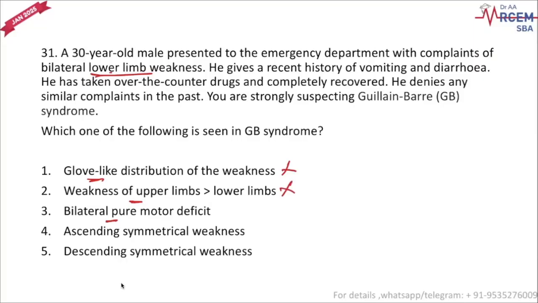Bilateral pure motor deficit? It is not a pure motor deficit. Some sensory involvement can be seen because only the myelin sheath is involved. It is not a neuromuscular junction disorder. Ascending symmetrical weakness, yes, that is the right thing which we see in GBS. Descending symmetrical weakness is seen in botulism.